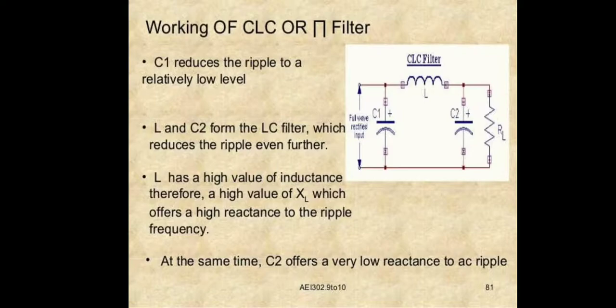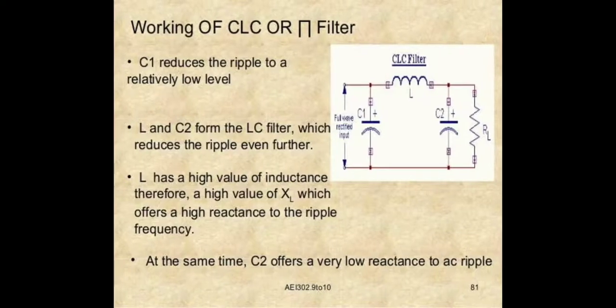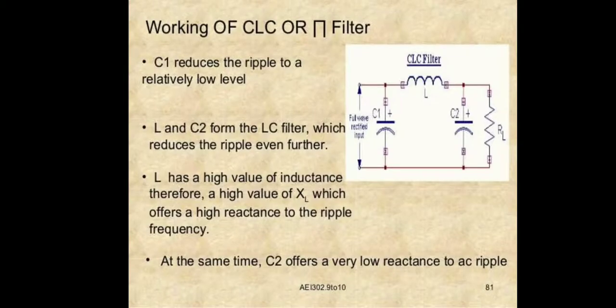The choke L provides approximately zero reactance to the DC components and high reactance to the AC components. Therefore, it permits the DC component to flow through it, whereas the unwanted AC component is blocked. The second filter capacitor, C2, avoids the AC component which the choke has failed to block. Thus, only the DC component shows across the load.